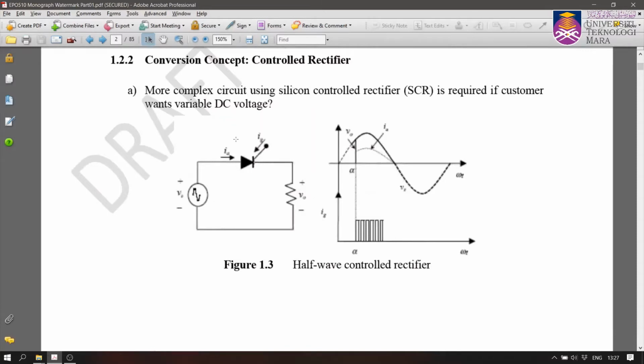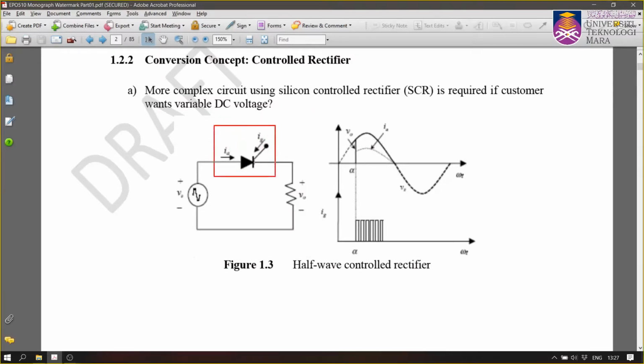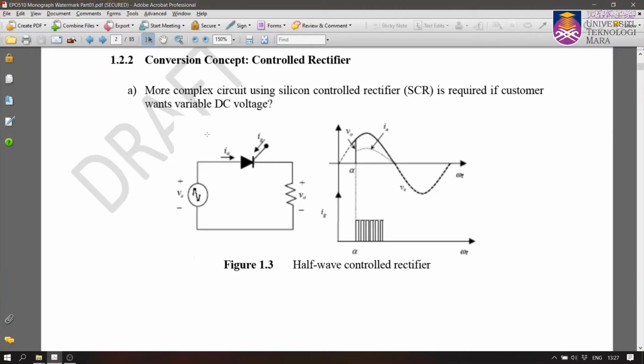Now the device that we use is the thyristor, or silicon controlled rectifier, whereby you have an extra terminal here, which is the gate signal. You can trigger it, so the gate signal here will trigger the turn on, or gives us the signal when to turn on the thyristor. Okay, so there will be a delay for the thyristor to turn on until it gets a signal from the gate terminal here.